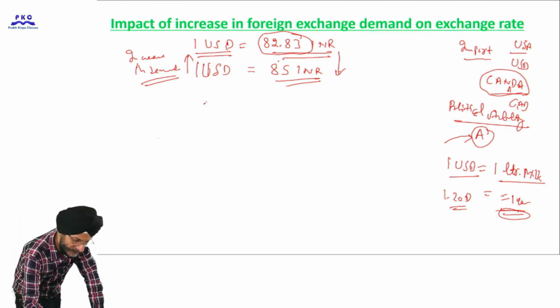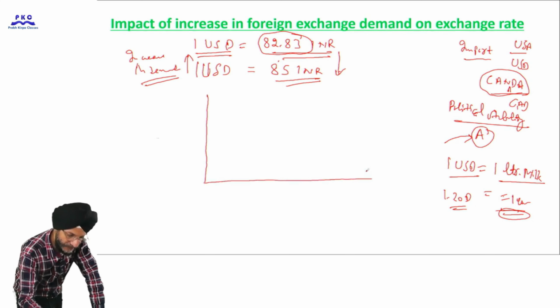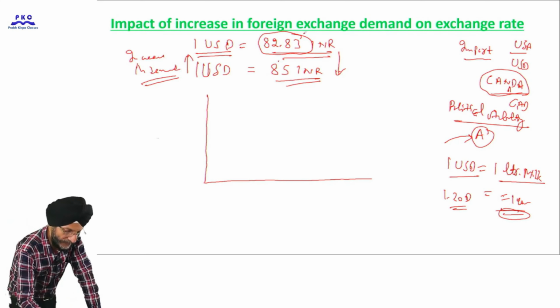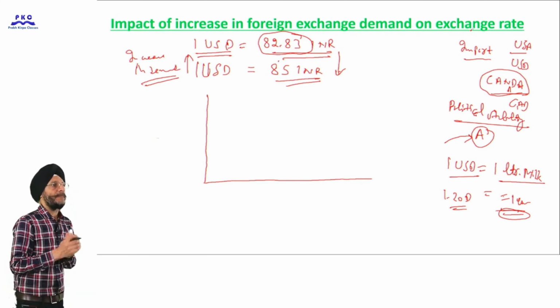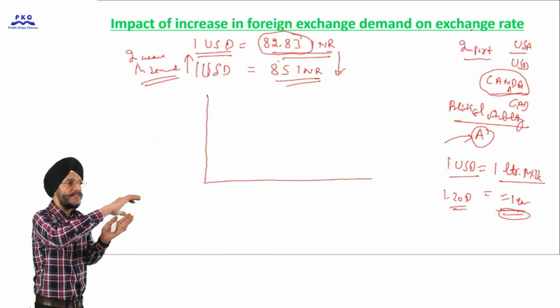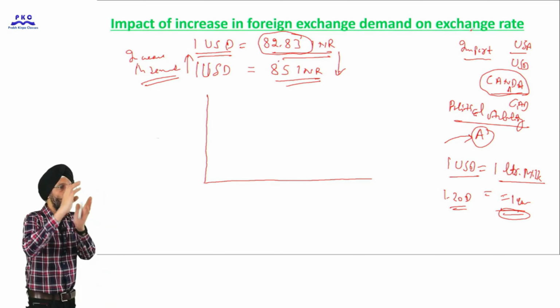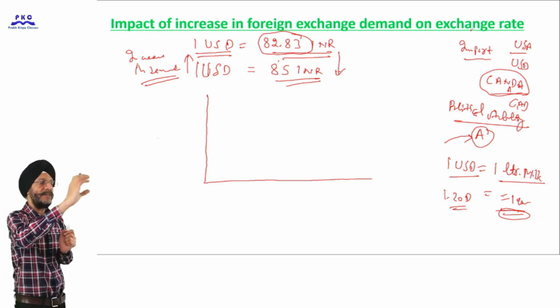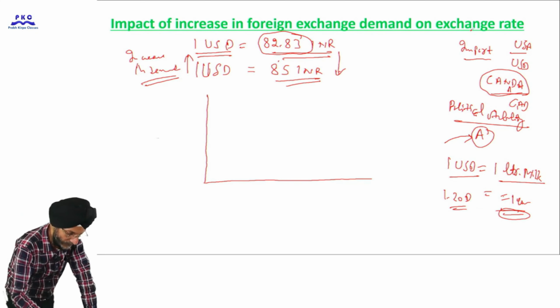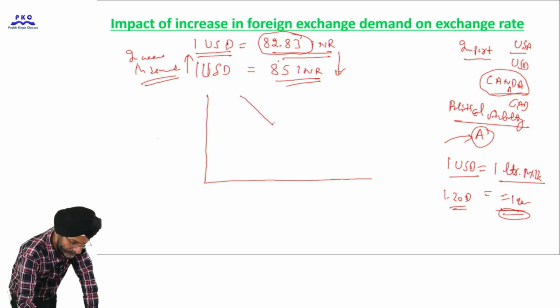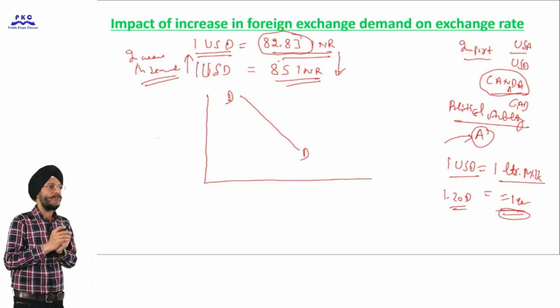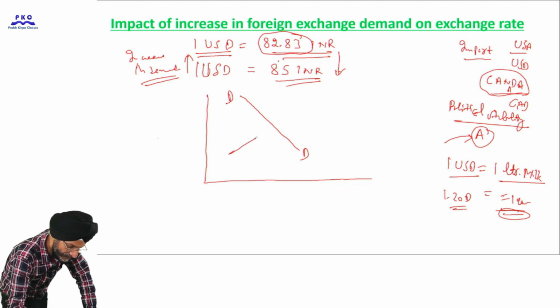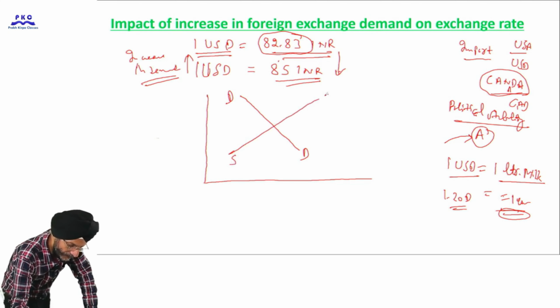Now we will understand the impact of increase in foreign exchange demand on exchange rate. That is, if the demand increases, what is the effect on the exchange rate? As you know, this is the demand curve, which is downward sloping. This is the supply curve, which is upward sloping.